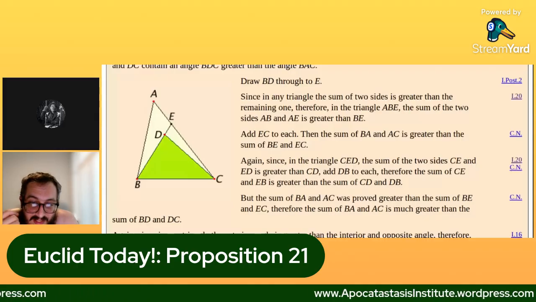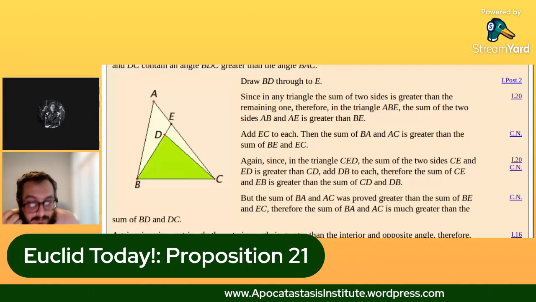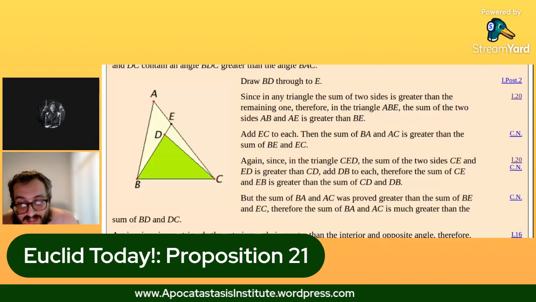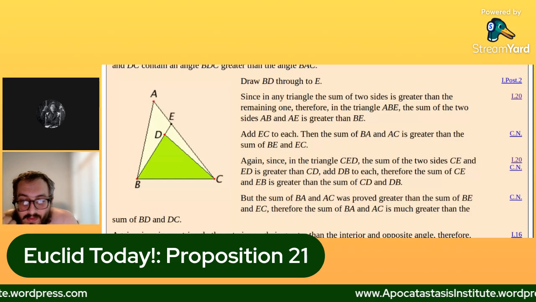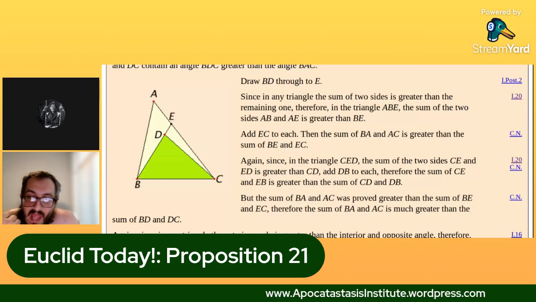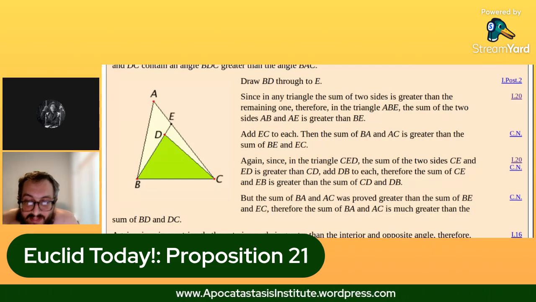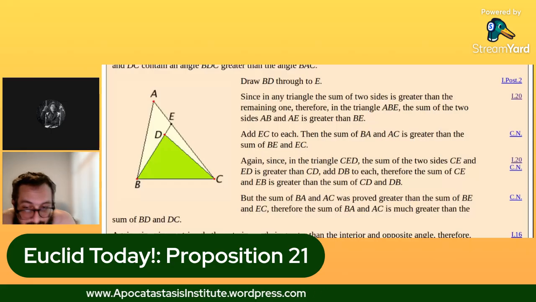The sum of the two sides CE and ED must be greater than the side CD. And by adding DB to both, we simply get that CE and EB is greater than the sum of CD and BD.